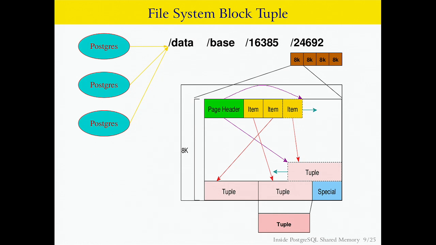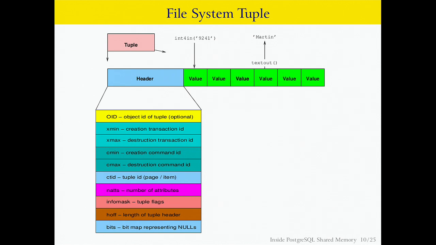Inside the page, we have tuples. Tuples are actually rows, so an actual row is called a tuple. Inside the tuple, we have a header. So here we're inside the tuple. We have a header containing all this information and a whole bunch of values, which effectively are the fields or columns that go with that particular row.